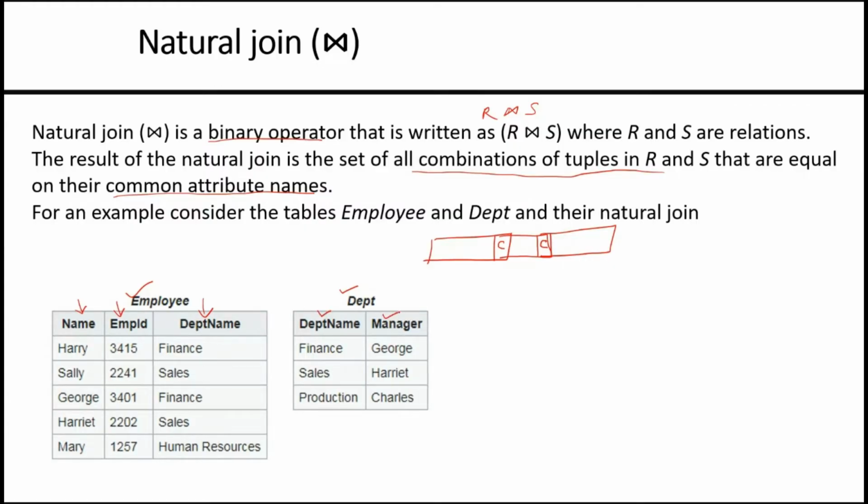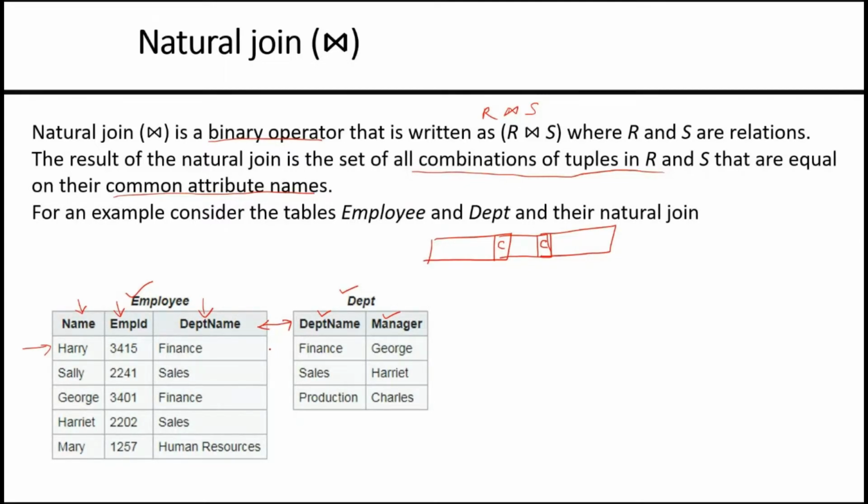This is the first attribute and this is the second attribute. So what is common between these two? Obviously, the common attribute is department name. So the natural join will take place on the basis of department name. And how is it going to take place? It is exactly the same as the cross product. You start with the first row and take a combination with all the tuples in the second relation, but you consider only those tuples in which the department name values are equal.